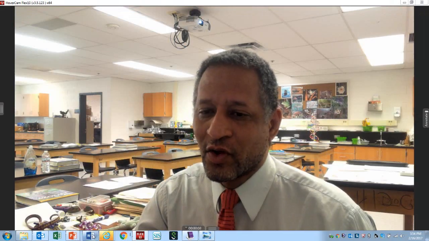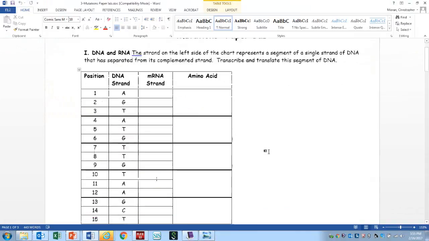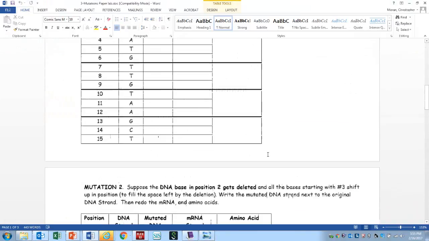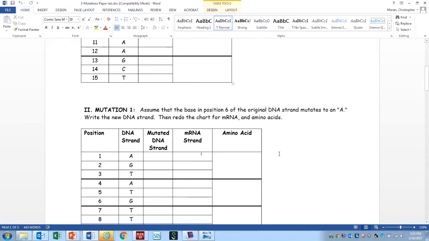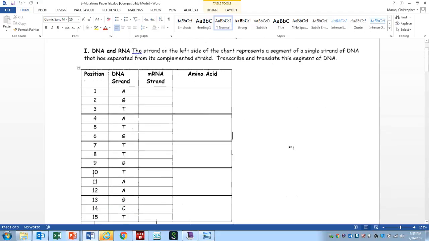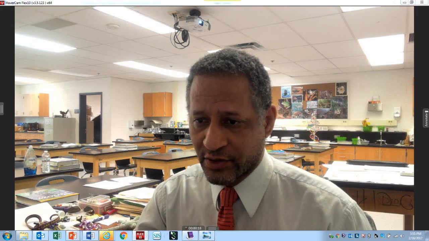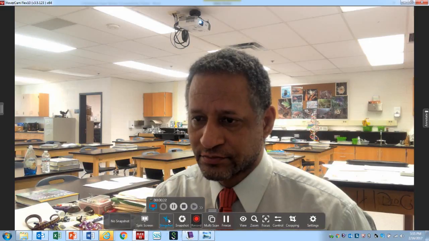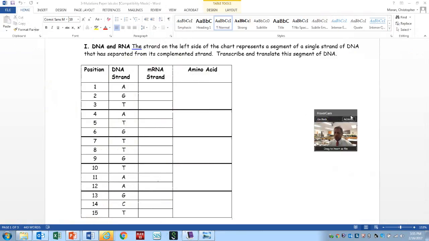All right, so what I'm going to do is show you the paper copy. This is the student copy, and I'm going to walk through this. Now, I've copied some of this into PowerPoint, so it's easier to write on. So let's look at what we have to do here.